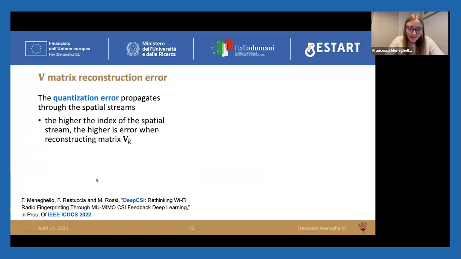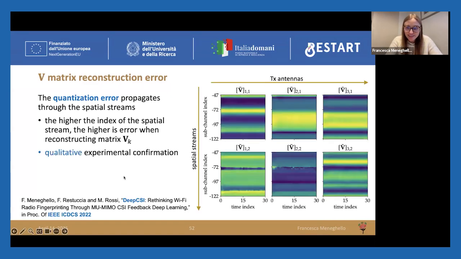Okay, here I only want to show you some of the research that we did about the errors that the quantization introduced in the reconstruction of the V matrix. And here you can see a qualitative experimental evaluation where we have the reconstruction of the V matrix from the beamforming feedback angles for the first stream here on the top for 3 different antennas, and the second stream here on the bottom. And as you can see, the second stream is much noisier with respect to the first stream.